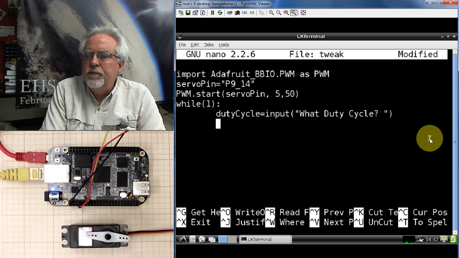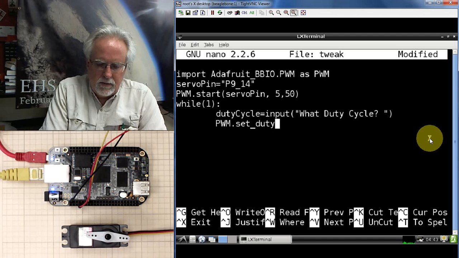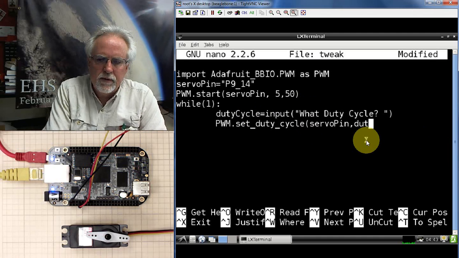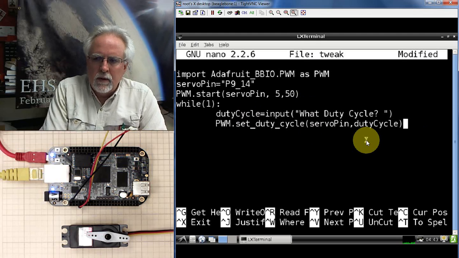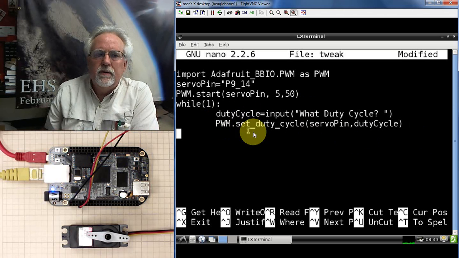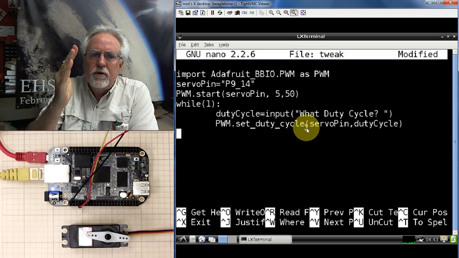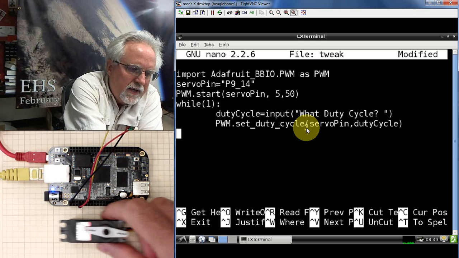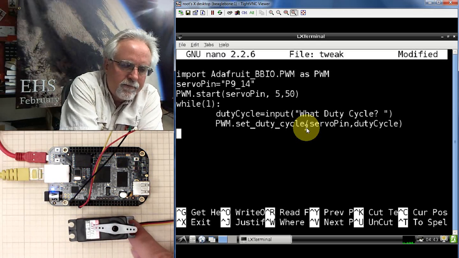And then what do I want to do? I want to do a pwm.setDutyCycle. Where do I want to set the duty cycle? On servo pin. What do I want to set it to? The duty cycle that I just got from the user. What am I trying to do? I'm asking for a duty cycle. I'm applying the duty cycle. Then when I run the program, I'm going to tweak that inner duty cycle to find exactly what duty cycle puts this in the full left or horizontal position.